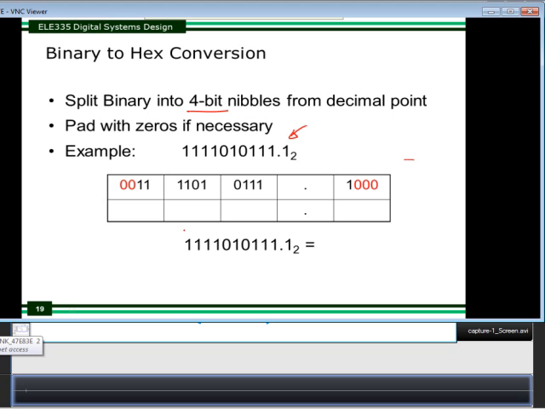So we start at the decimal point and we segment our number into 4-bit nibbles and pad with zeros where necessary. To get simply 8. All right?